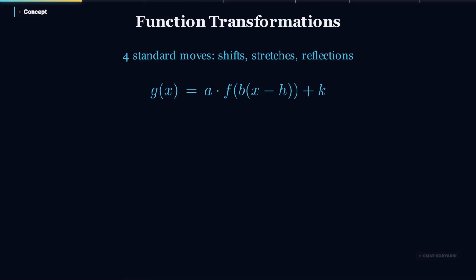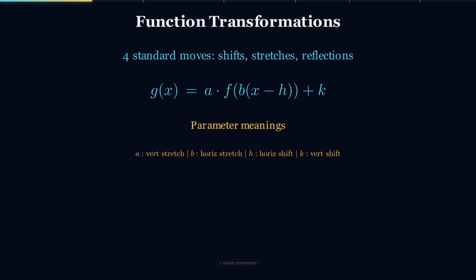Function transformations apply standard modifications to a parent function f to produce a new function with a systematically shifted, stretched, or reflected graph. The 4 standard transformations are vertical shift, horizontal shift, vertical stretch with possible reflection, and horizontal stretch with possible reflection. Combining them gives the general transformation form. Here is the general form. g of x equals a times f of the quantity b times the quantity x minus h, plus k.